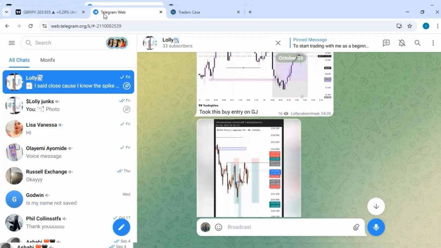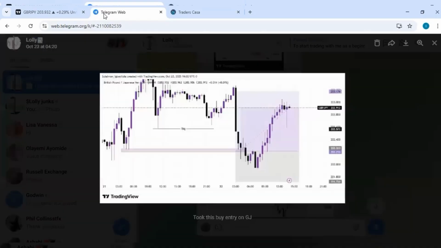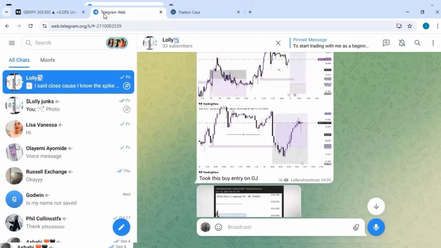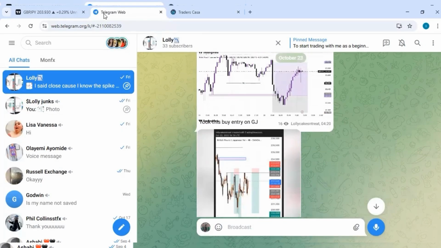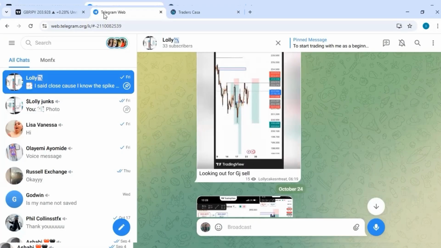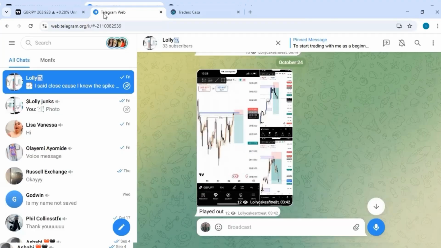Okay, let me show you. This was before the trade. This was before the trade. And this was after the trade on GBPJPY, which I showed you now. And this was also GBPJPY, the sell, that's how I took it. And this was after the trade.